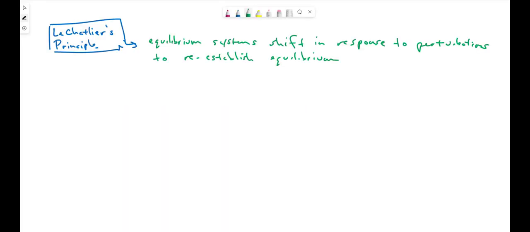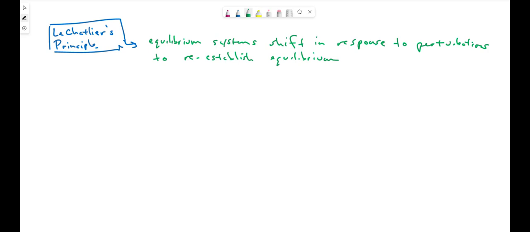So Le Chatelier's principle is heavily used in chemistry, and it all comes down to this idea that when you have a system at equilibrium, where the forward and the reverse reactions are occurring at exactly the same rate, if you subject that system to a change, some external perturbation, Le Chatelier's principle states that the system is going to shift in response to that perturbation in order to re-establish equilibrium.